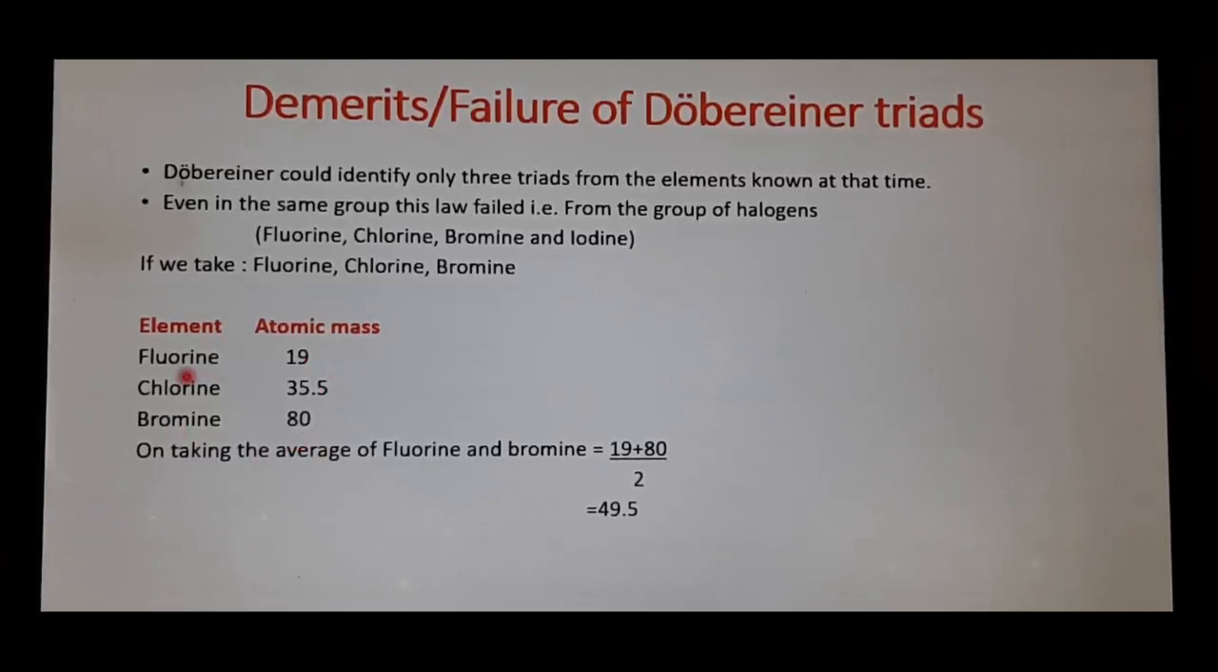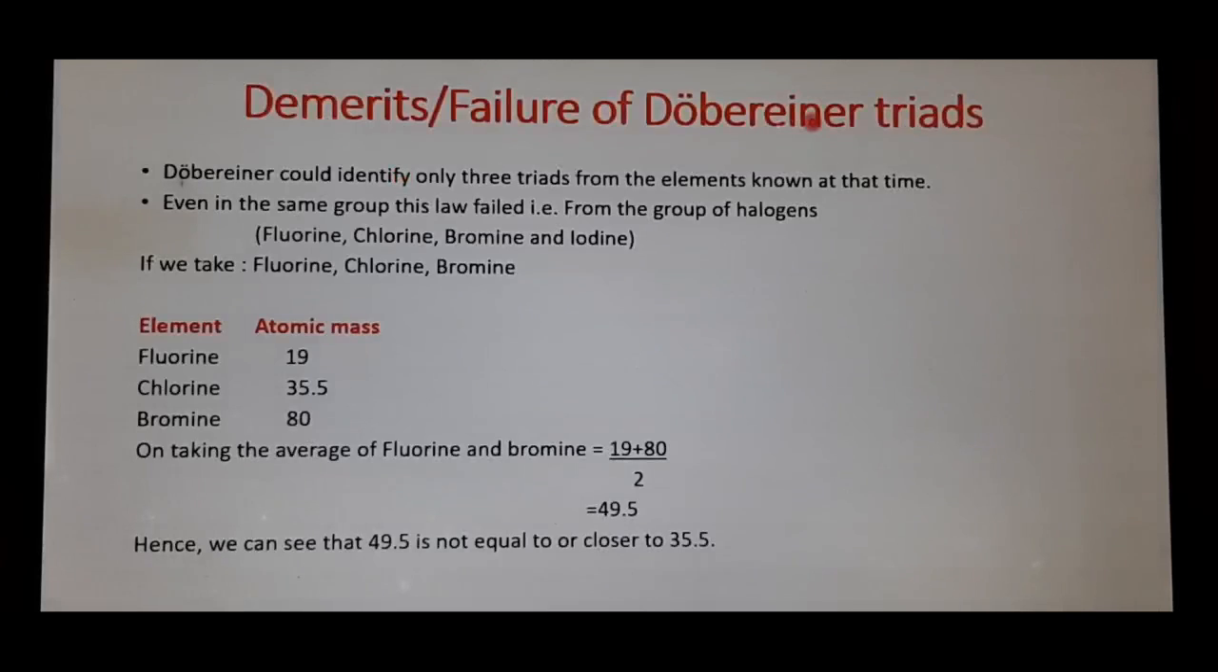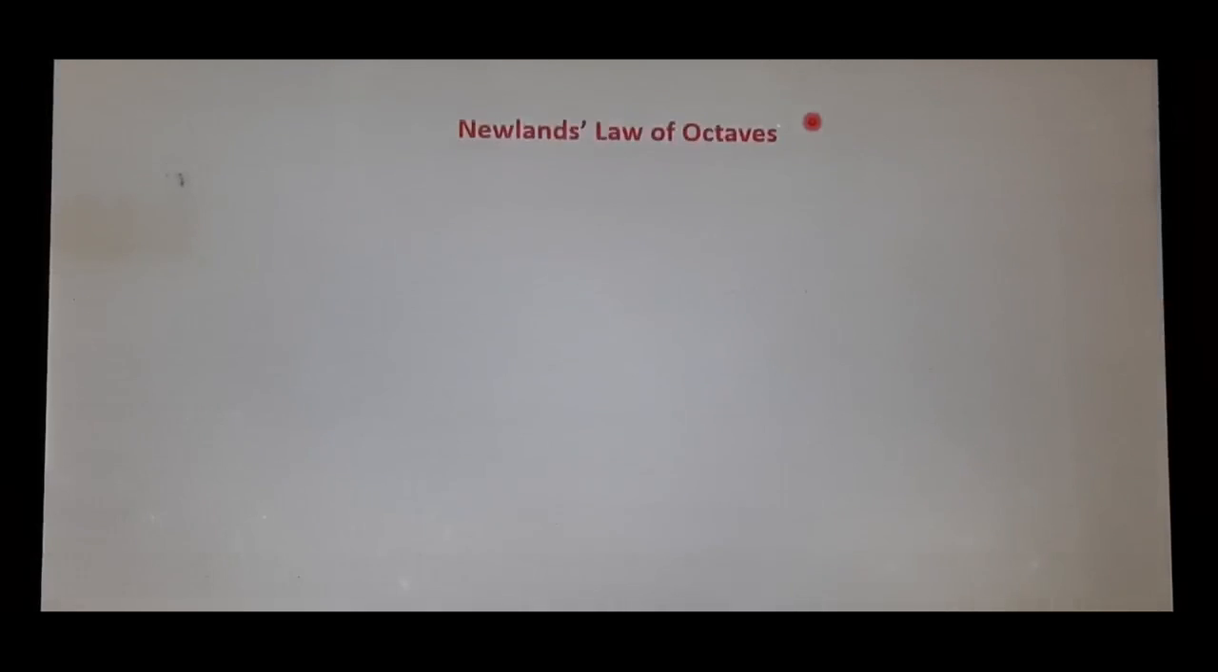So if we take the average of fluorine and bromine, 19 plus 80 divided by 2, we will get 49.5. And if we compare this average mass with the mass of chlorine, it's a huge difference. It is 35.5, but the average which we got is 49.5. So within the same group, this law failed. These are the two main drawbacks of Dobereiner's triads. But his work also inspired lots of other scientists.